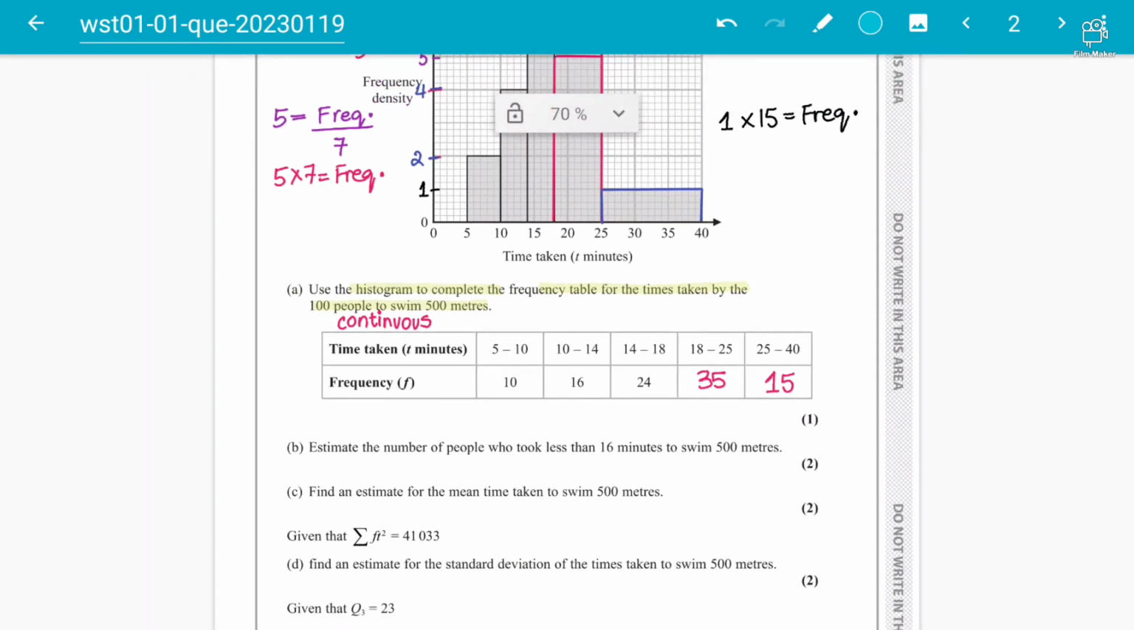Next is part B. Again, for 2 marks, you have to estimate the number.